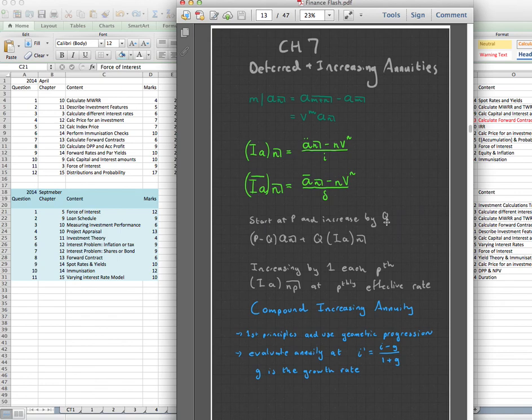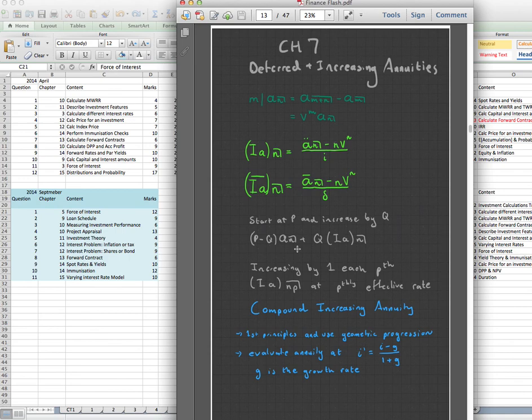Chapter 7 is when your annuities can increase. They can increase either discretely or continuously. We also learn about deferred annuities. The big trick with the increasing annuity, if you're starting at 50, then going to 60, 70, 80, 90, 100, so your payments are increasing by 10, is to subtract 10 from your first amount.